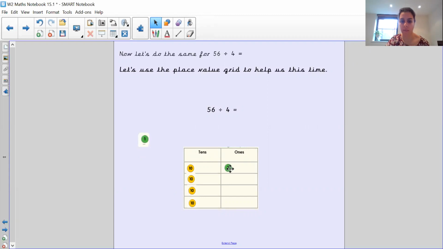And I'm going to have 1, 2, 3, 4, 5, 6, 7, 8, 9, 10. That's my 10 1s all shared. So I've done my 50, but now I've still got my 6 to share.